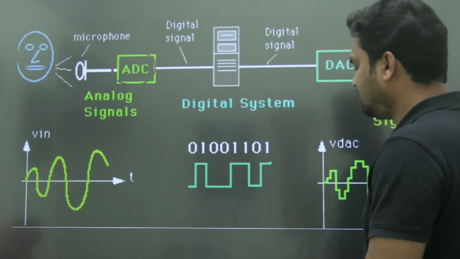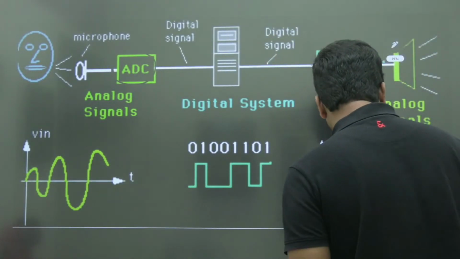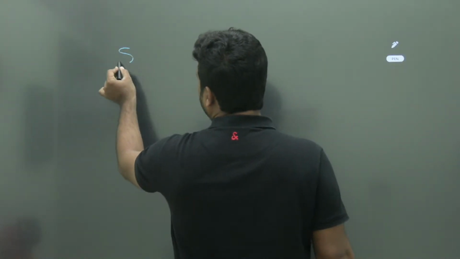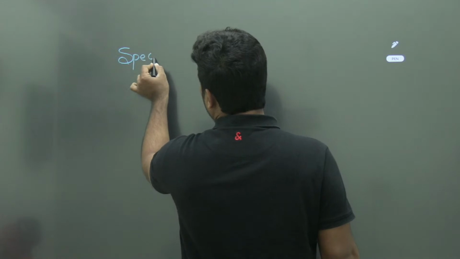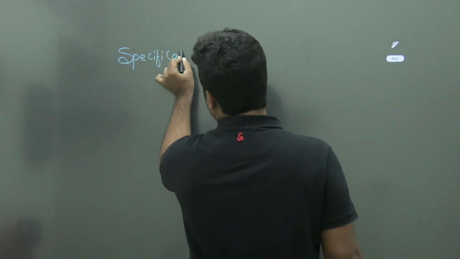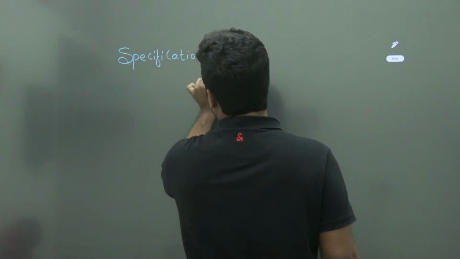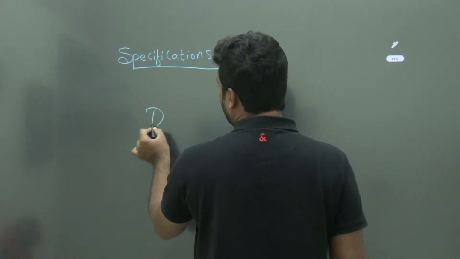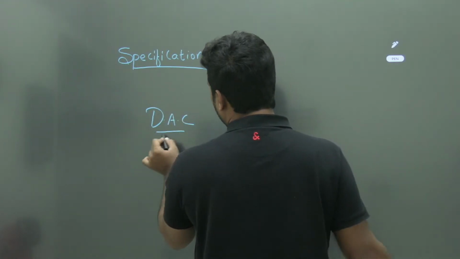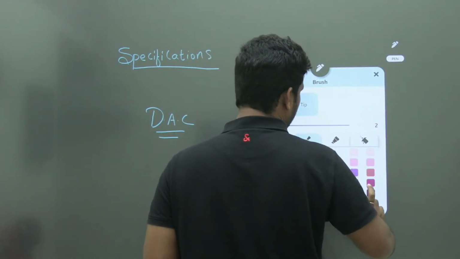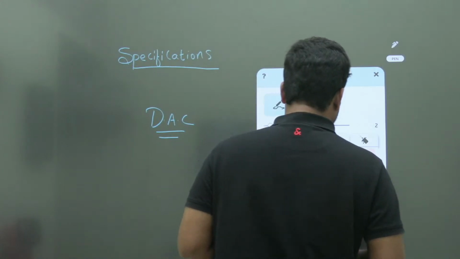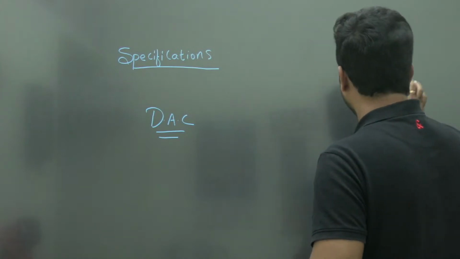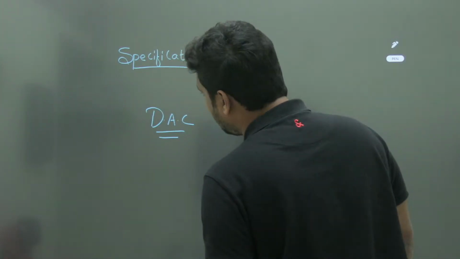So we start studying DAC and ADC. First we start with the specifications of the DAC. Okay, we start with the specifications. First we will be discussing DAC, then we will move to ADC also. Okay, let's start with the specifications.